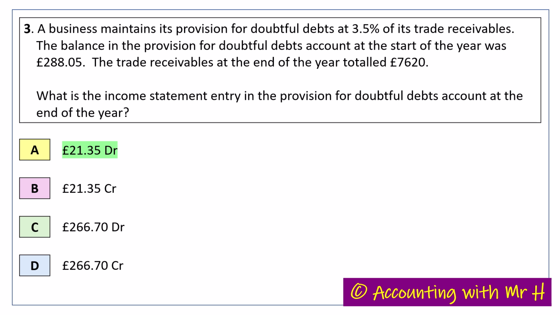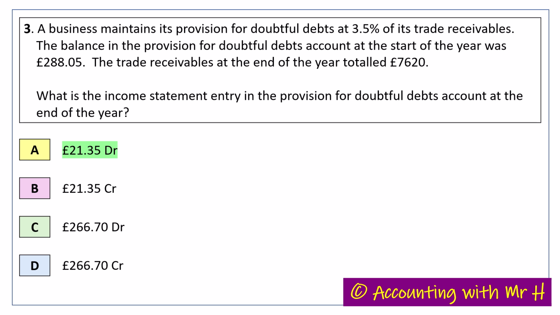And question three, so the good old provision for doubtful debts. At the end of the year, the receivables were 7,620. They want to keep their provision at 3.5%. So 3.5% of 7,620 is 266.70. But remember, we just need to adjust the balance. So they already had a balance from the start of the year of 288.05. So in this case, we actually needed to reduce it slightly down to 266.70. So it needed to be reduced by £21.35.